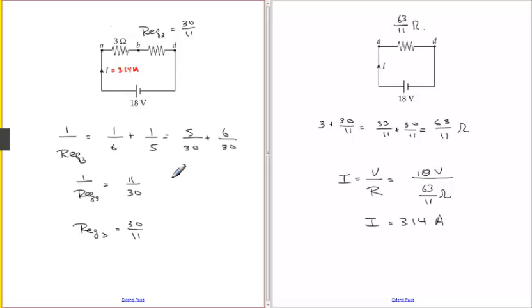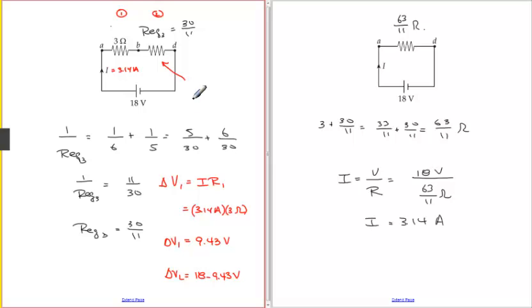So let's do it down here. Let's call this element 1 and this element 2. The delta V across 1 is going to be equal to the current times the resistance 1, using the same relationship. So we get a current of 3.14 amps times a resistance of 3 ohms, which is 9.43 volts. So that's delta V1. Therefore, the voltage drop across here, delta V2, is just 18 minus 9.43 volts, which is 8.57.